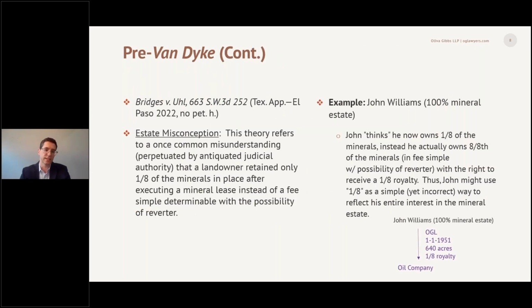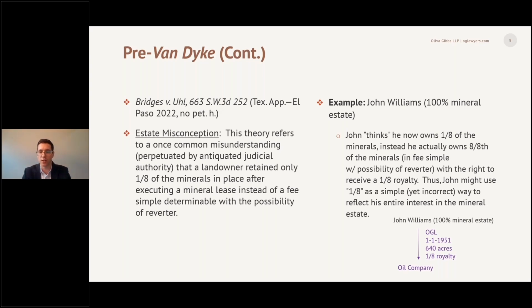And this leads us to the state misconception, which is a theory that there was this once common misunderstanding that a landowner only retained 1/8 of the minerals in place after executing a lease instead of a fee simple determinable with the possibility of reverter. This is probably best illustrated with a quick example. If we have John Williams, who owns 100% of the minerals, and he signs a lease in 1951, John may think that he now owns 1/8 of the minerals, but instead he still owns 8/8 of the minerals with the right to receive a 1/8 royalty.